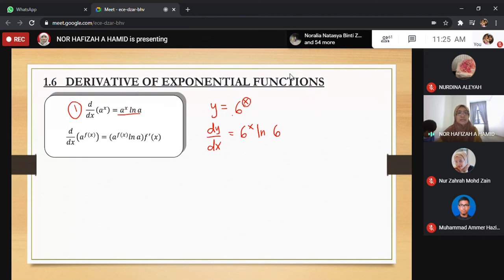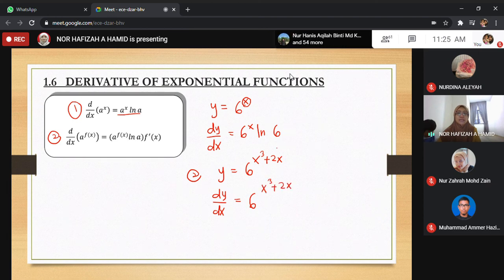Sama macam trigonometrics, dia boleh jadi selain daripada x. Okay, that's why we have the second formula. So second formula is for y equal to 6. For example, x tu saya substitute to any function x cube plus 2x. Okay, so you differentiate dy over dx is equal to, first you copy 6x cube plus 2x. Sama macam atas ni, 6x ln 6. Ini pun sama, you copy je balik. Lepas tu you add ln 6. Cuma beza dia, you can differentiate balik. Differentiate x cube plus 2x, you will have 3x square plus 2.